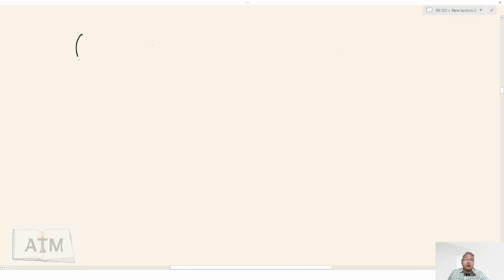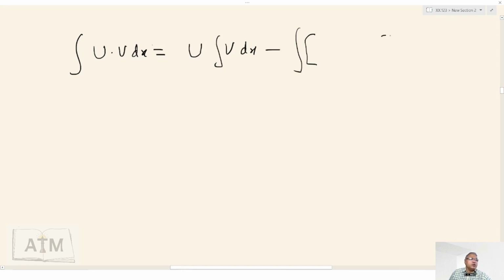Now for integration of u dot v with respect to x, there is one formula. What is the formula? u times integration of v dx, minus integration of a box. What is inside the box? There is du by dx and integration of v dx. Whatever result comes inside the box, we have to do the integration of that part once again. So this is the basic formula of the product rule.